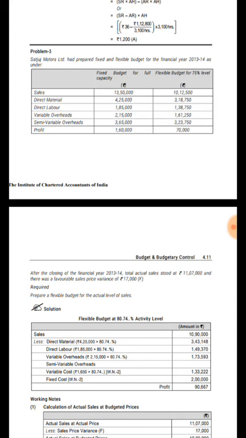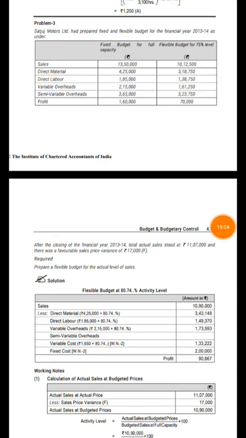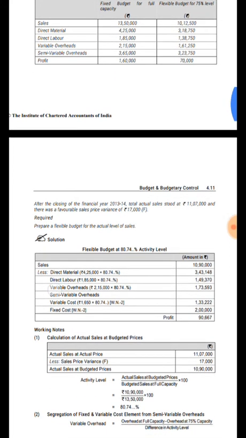levels of capacity. After the closing of the financial year 2013-14, total actual sales stood at 11,07,000 and there was a favorable sales price variance of 17,000. Required is: prepare a flexible budget for the actual level of sales. So what it is saying, we have to prepare a flexible budget for the actual level of sales. So first of all, we should find out the actual sales and actual level of sales.